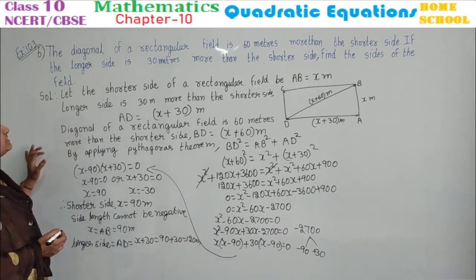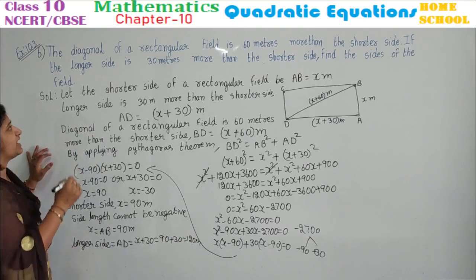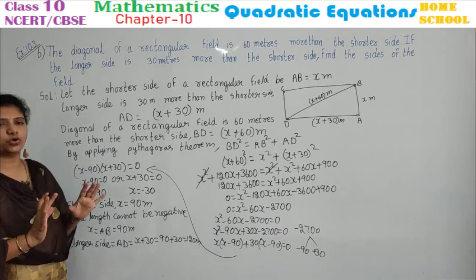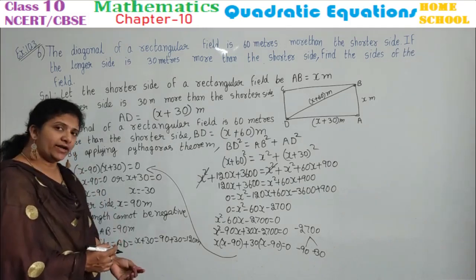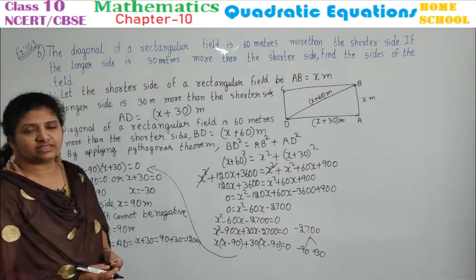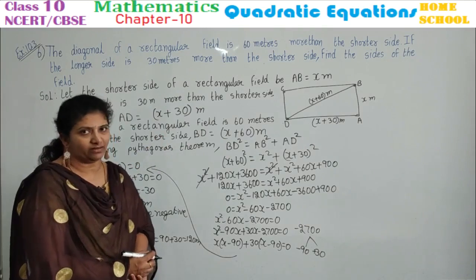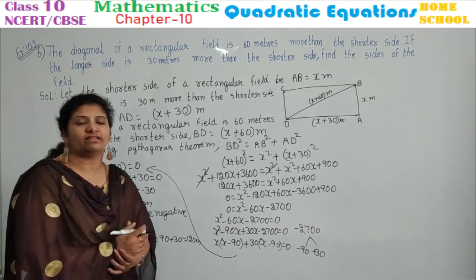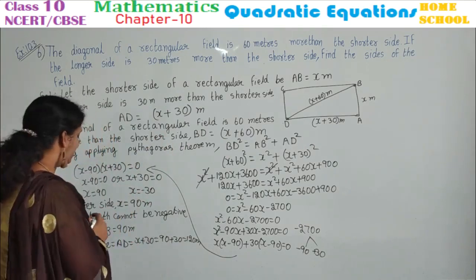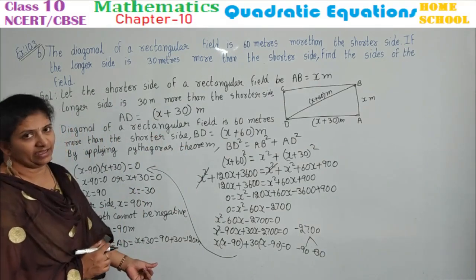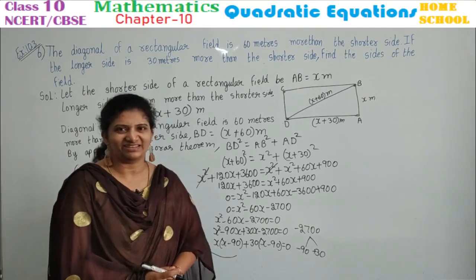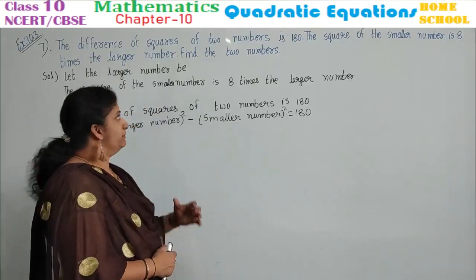Did they ask us the diagonal? Yes, find the sides of the field. They asked only the sides. They did not ask us the diagonal. Then the diagonal, what will it be, children? 90 plus 60, it will be 150 meters. They asked us only the sides of the field. Therefore, the sides of the rectangular field are 90 and 120 meters. Let's see the seventh problem.